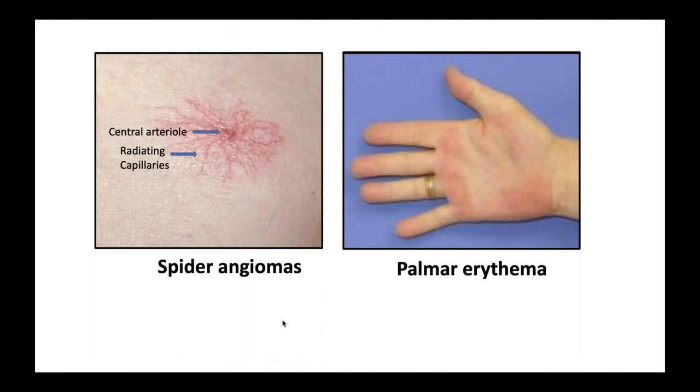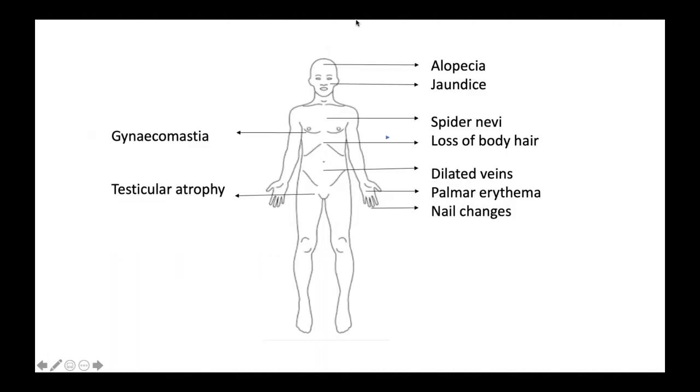So this is how a spider angioma looks like. There's a central arteriole surrounded by radiating capillaries. And they can also be associated with palmar erythema because of hyperestrogenism leading to vascular changes. So if we look at these changes from top to bottom, we find there can be alopecia, jaundice, which can be generalized, or initially it is going to be seen over the sclera. Then spider nevi can be there. There can be a loss of body hair, dilated veins or caput medusae, palmar erythema, nail changes, testicular atrophy, and gynecomastia.